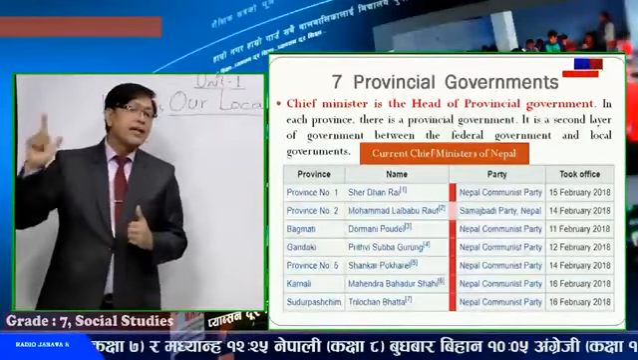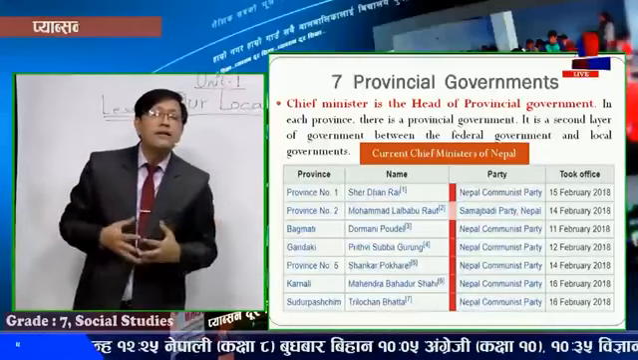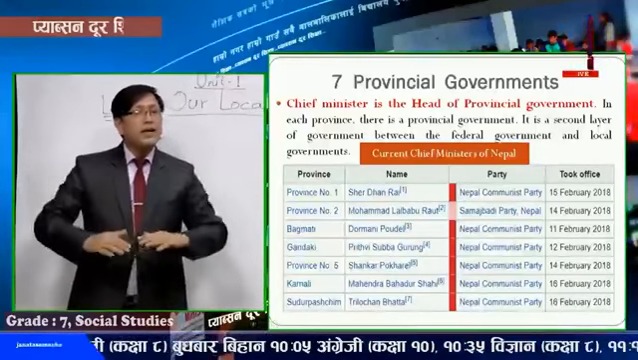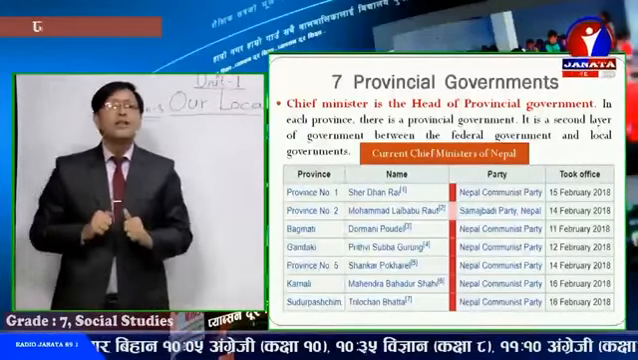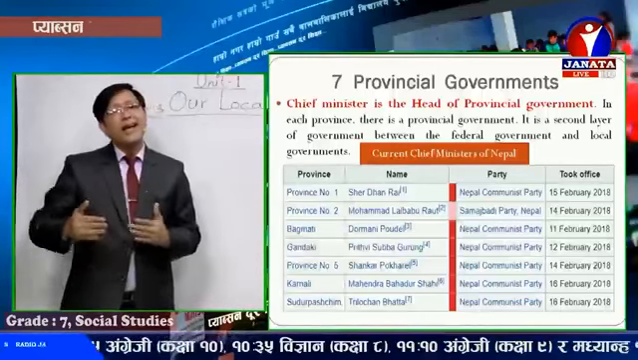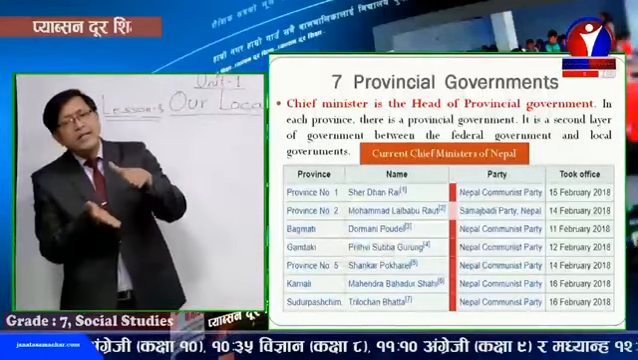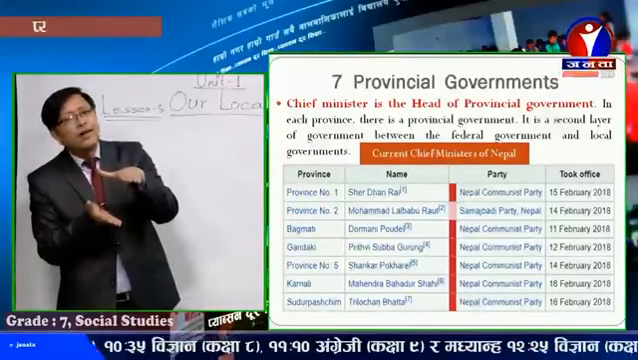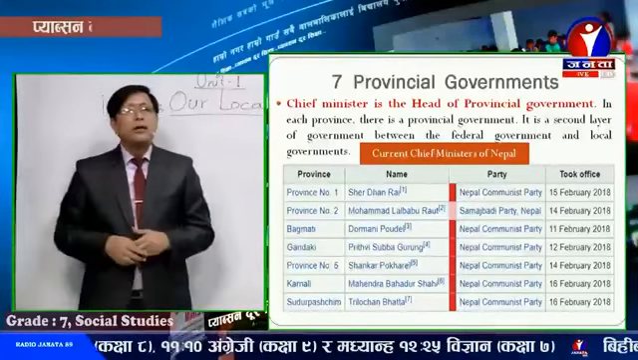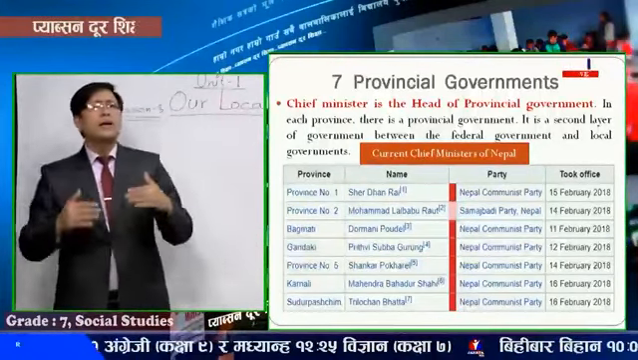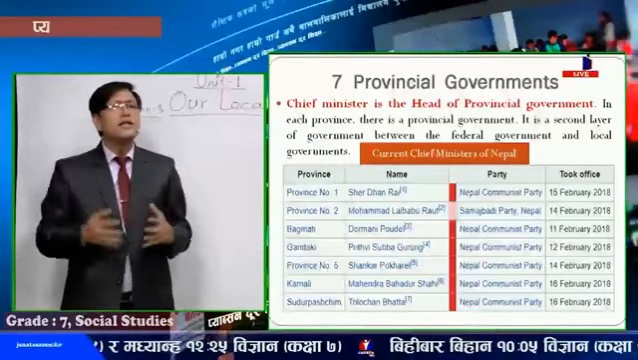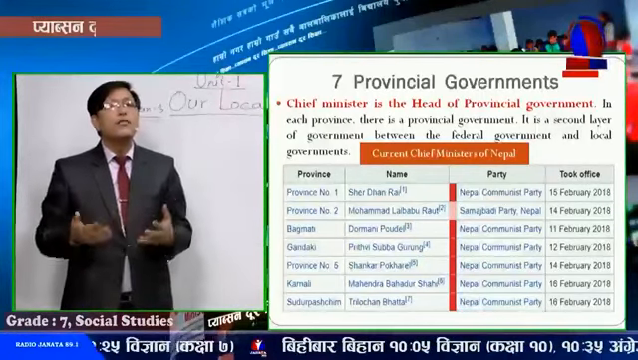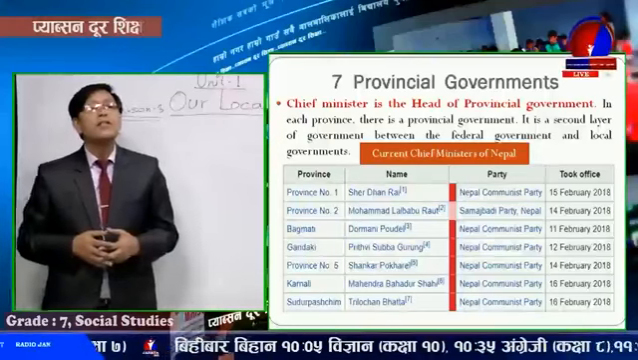Imagine, in the center, there is one government. This is known as the central government or federal government. And then comes what? The provincial government. And last, the local government. So it is the second layer of the government. Got the point? Now you can see in the slide, there are 7 provinces, and in each province there is a Chief Minister. The head of the provincial government is called the Chief Minister.